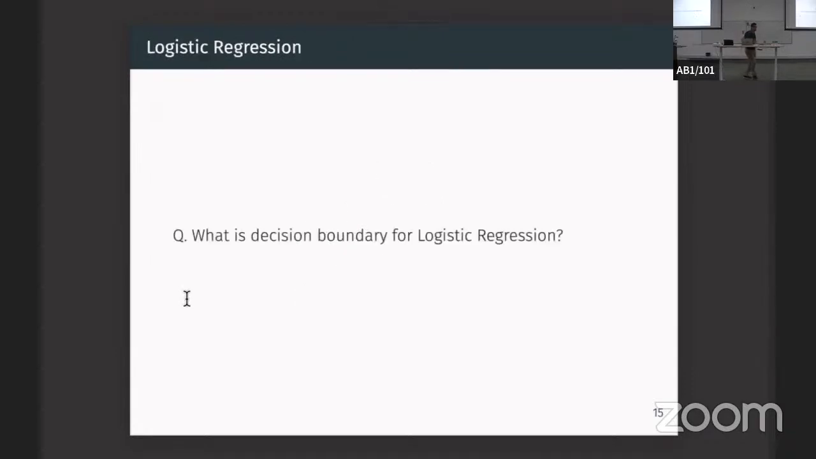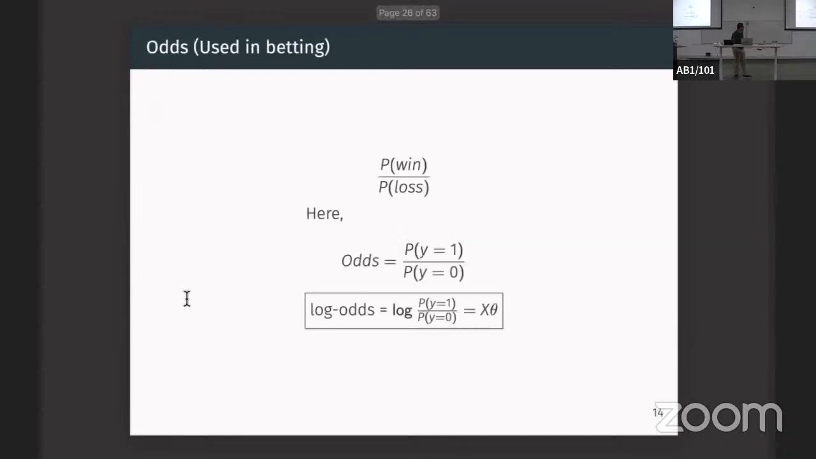What is the decision boundary for logistic regression? Did we already cover this? Yes, what do you understand by decision boundary? So the decision boundary is when both the classes, class 0 and class 1, are equally likely, right? If both the classes are equally likely, then probability of y equal to 1 is the same as probability of y equal to 0 equal to 0.5. And what is log of 1? 0. X theta equal to 0 is the decision boundary. Right.